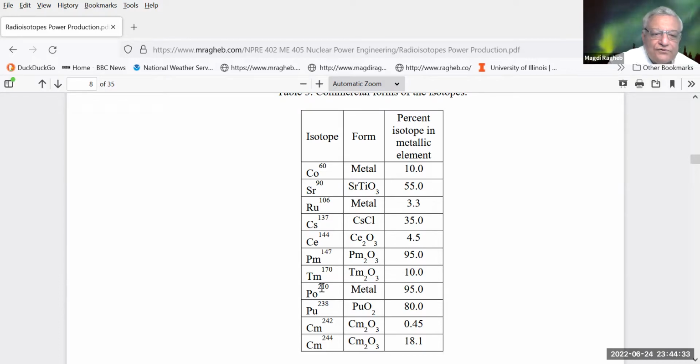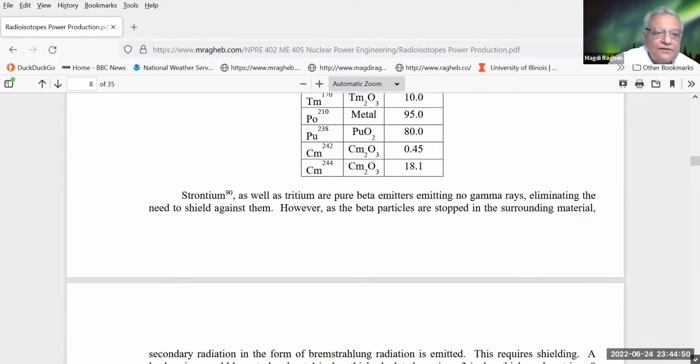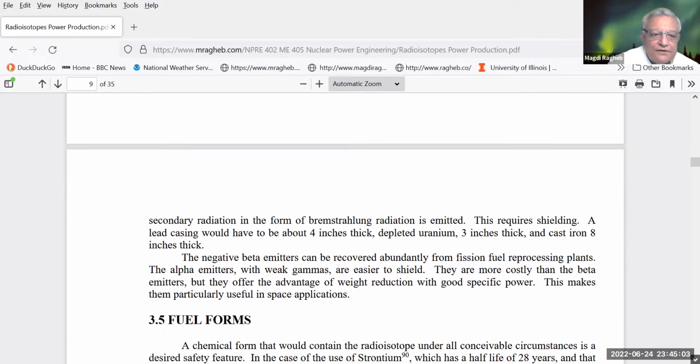Polonium-210 has been used early on in the program. This is metallic. Plutonium-238 is used either as a metal or as the plutonium oxide. In that case, 80% of the metal in the metallic element is plutonium-238. So strontium-90, if used for a short time and accounting for the yttrium daughter, can be used as pure beta emitters.